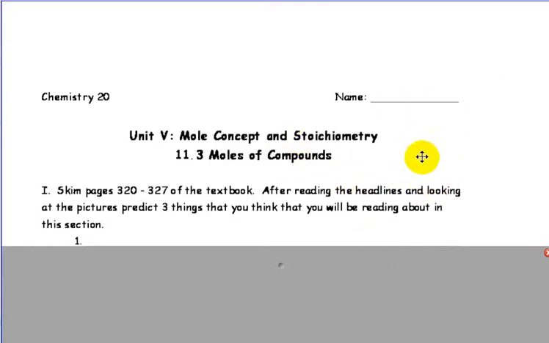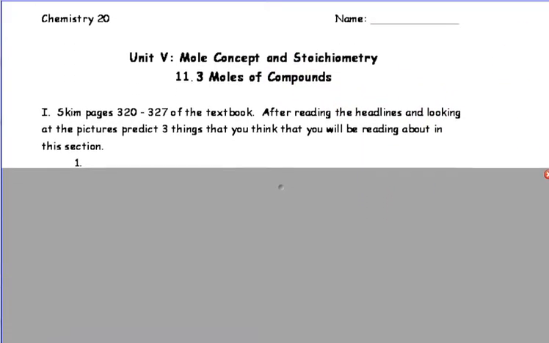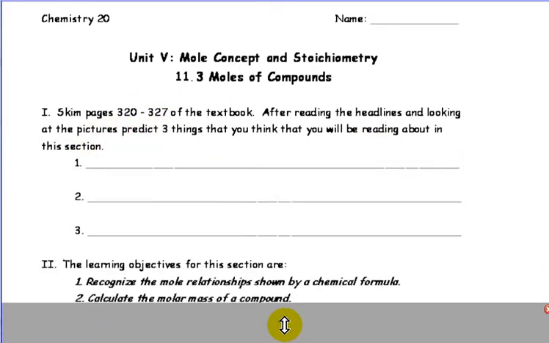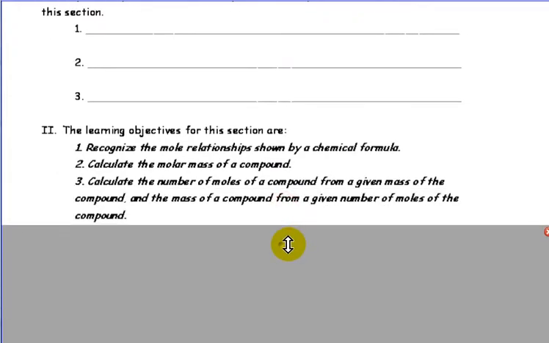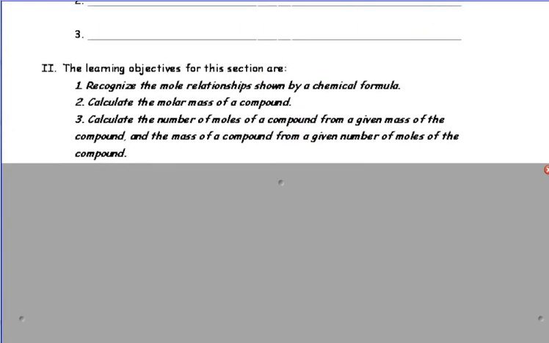This is the 11.3 booklet, Moles of Compounds, representing pages 320 to 327 of the textbook. What we'll be looking at here is recognizing the mole relationships shown by chemical formulas, calculating the molar mass of a compound. We kind of did that in 11.2, but we'll look at more complicated compounds, and calculating the number of moles of a compound from a given mass of the compound and the mass of the compound from a given number of moles, etc., etc.